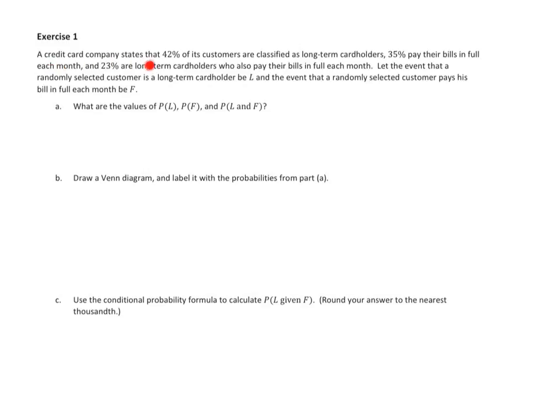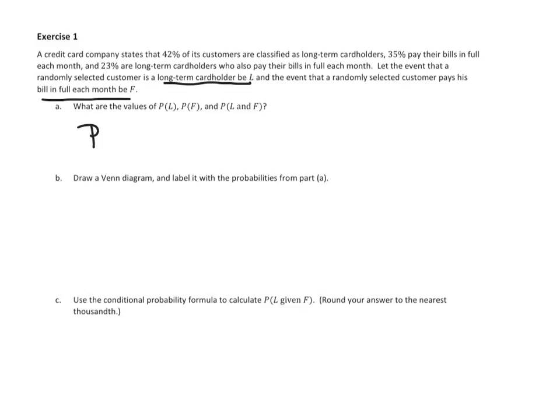A credit card company states that 42% of its customers are classified as long-term cardholders. 35% pay their bills in full each month, and 23% are long-term cardholders who also pay their bills in full each month. Let the event that a randomly selected customer is a long-term cardholder be L, so that's key, and the event that a randomly selected customer pays his bill in full each month is F. What are the values of the following?